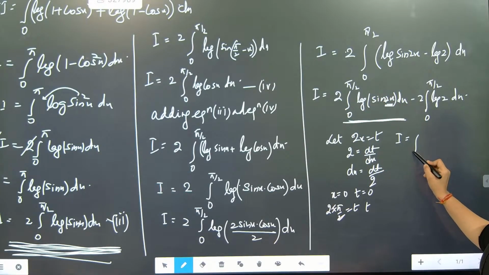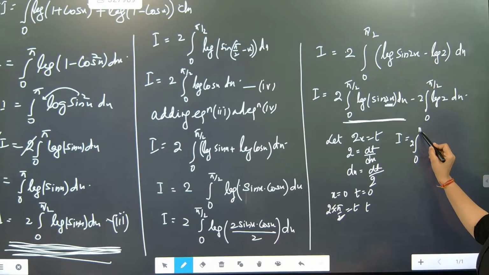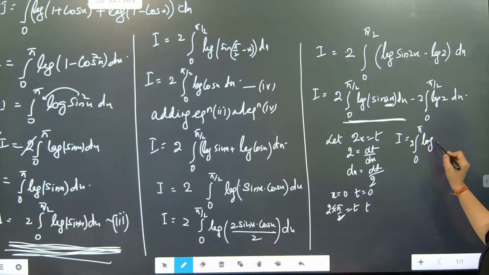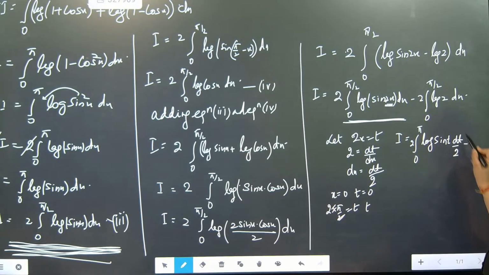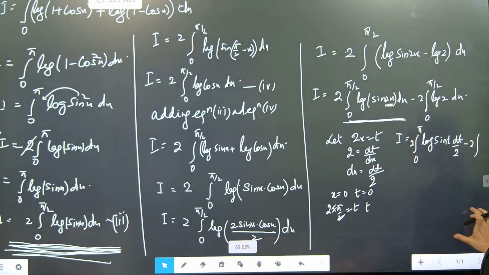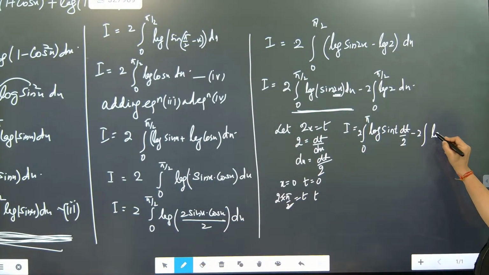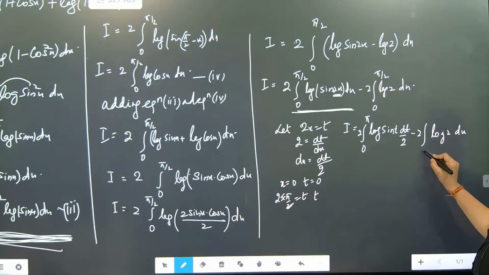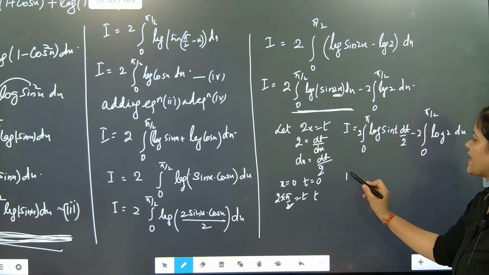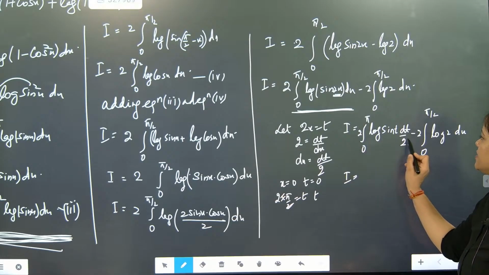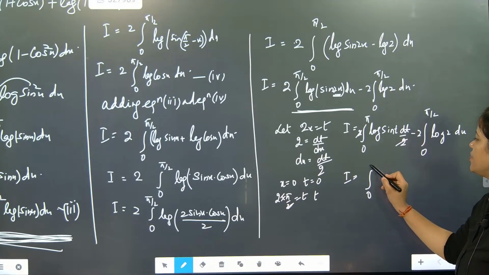I is equal to integral 0 to pi log sin t dt by 2, minus this part will be as it is, minus 0 to pi by 2 log 2. I'm just writing it. Have patience for solving this question. I told you in the beginning itself, this question will take time. This is one of the most famous questions. So the 2 and 2 will get cancelled, this 2 outside and this inside 2 cancel. It is coming as 0 to pi.